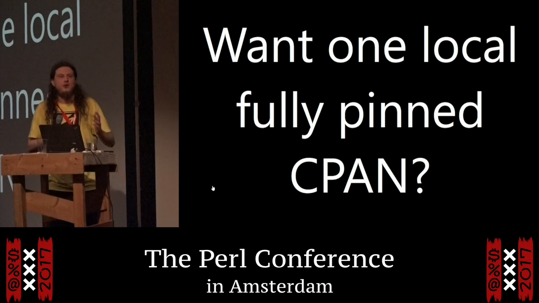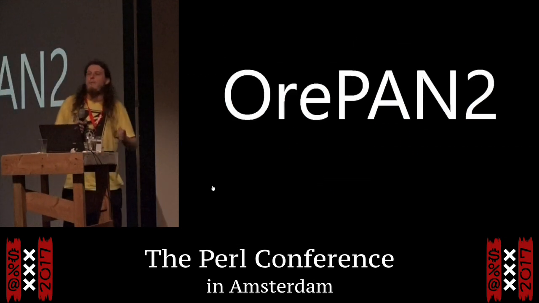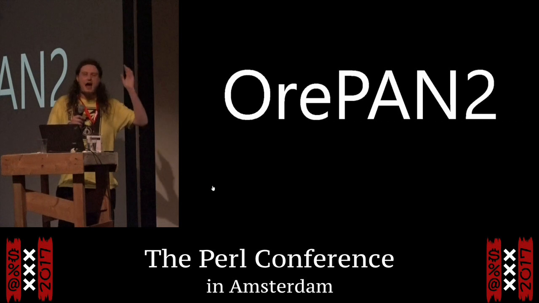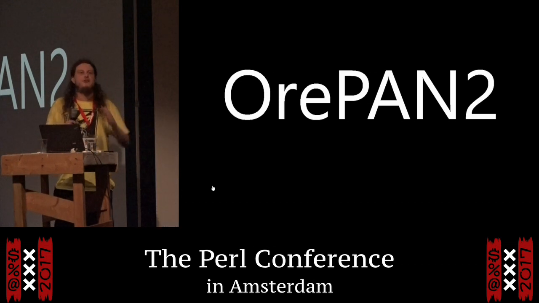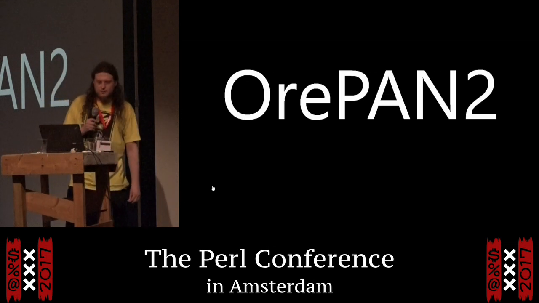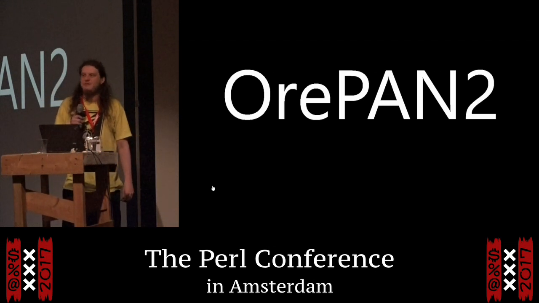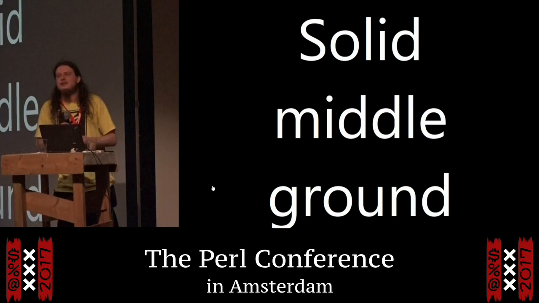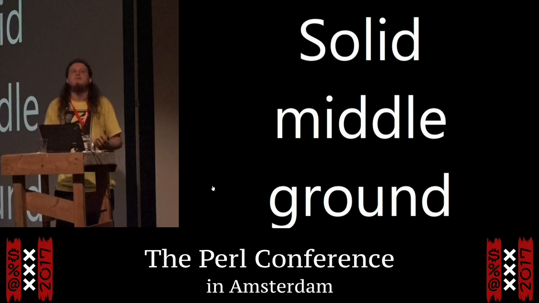If you just want one local fully pinned CPAN, you want to be looking at ORPAN 2. ORPAN 2 basically allows you to explicitly add all of the CPAN disks you want at the specific versions you want. This is boring and slow. Reverse engineer it from your CPAN file.snapshot, seriously. If you're wondering how to reverse engineer it from your CPAN file.snapshot, the answer is, well, you know, if only you had a language that was really good at extracting little bits of text from files. So ORPAN 2 is a solid middle ground. I know a number of places that have been using it in production for several years and had great joy of it.